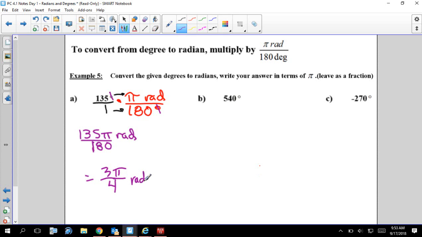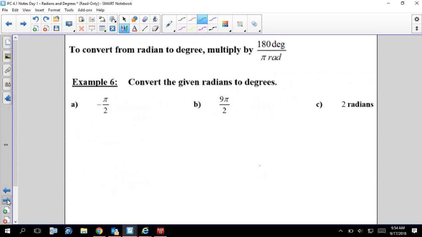So you multiply by a value of 1, and it has to be a value of 1 that cancels degrees from the top. Leaves you with radians on top. So for all of these, I'm not going to do them all because this is just simple multiplication and reducing. For all of these, you have to make sure that you're canceling the degrees by dividing by degrees. Radians goes on top to change. Okay? The next section is convert the radians to degrees.